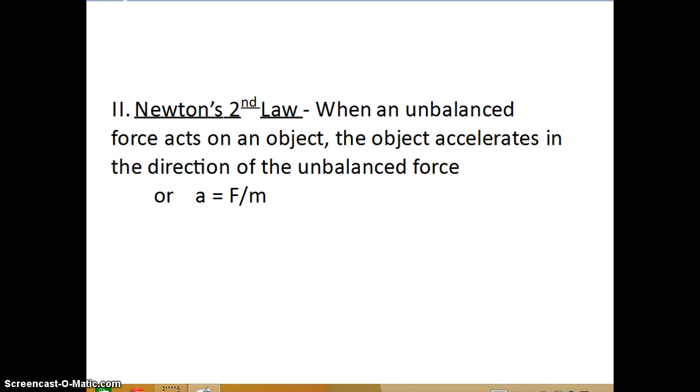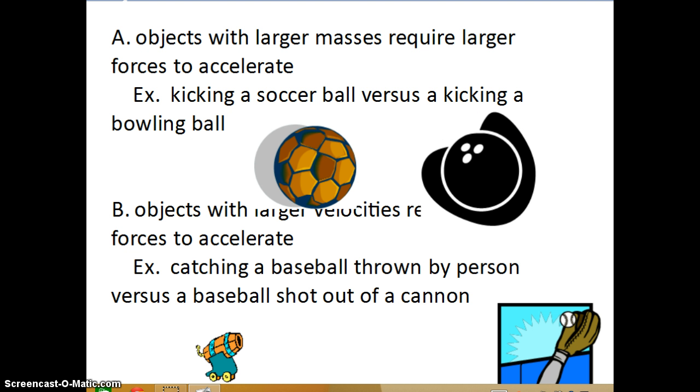Newton's second law: when an unbalanced force acts on an object, the object accelerates in the direction of the unbalanced force. What that basically is saying is acceleration is equal to force over mass. Objects with larger masses require larger forces to accelerate. So an example would be kicking a soccer ball versus kicking a bowling ball. A bowling ball, which has a larger mass, will require a larger force to accelerate it.